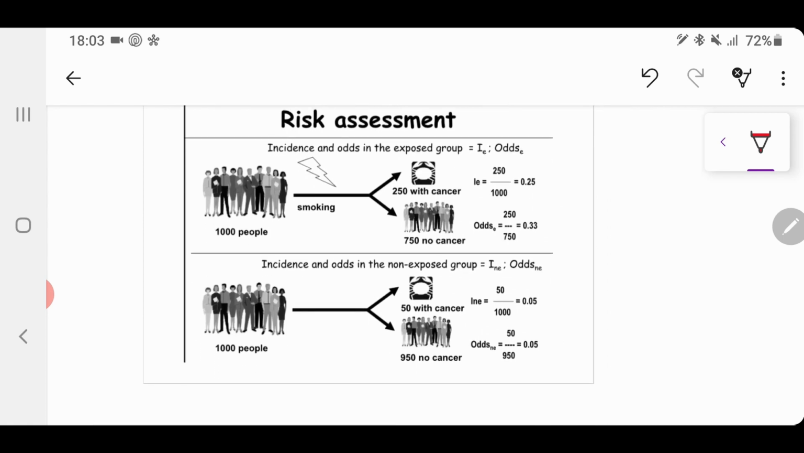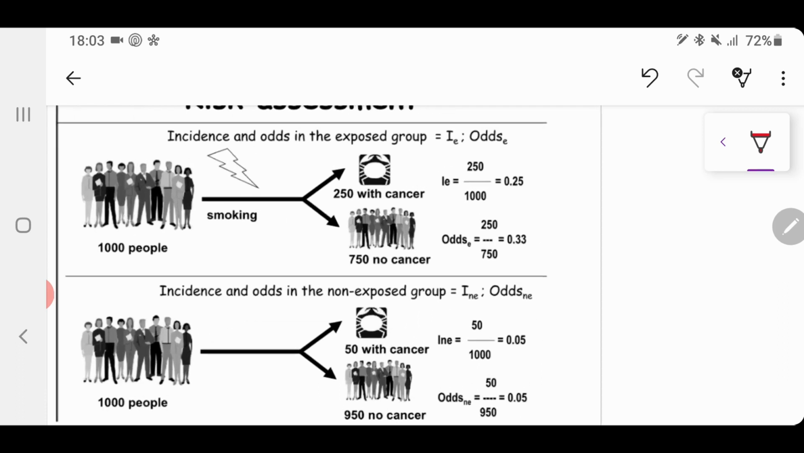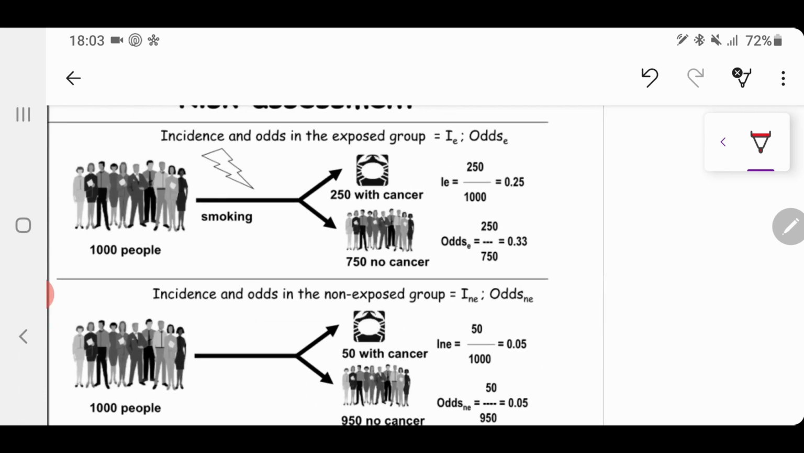So as you can see here, the incident exposure, 250 with the case, which is cancer, divided by the population at risk, 1,000 people, we get a value of 0.25. All right. And the odds ratio, as you remember, it's cases over non-cases, 250 over 750, we get a value of 0.33.